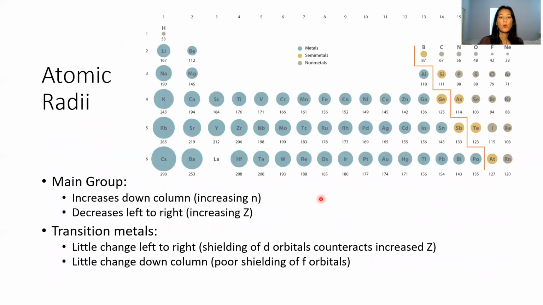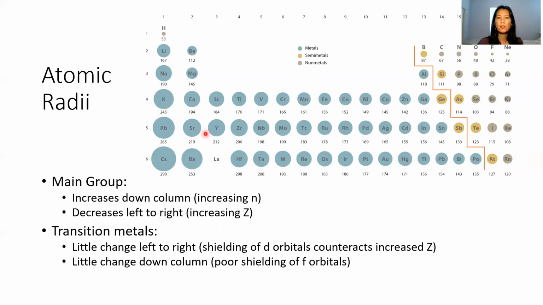Okay, so for the main group, I need you to know those two key pieces. Atomic radii increases as you go down because of increasing n, and it decreases left to right because of increasing Z. Don't forget what Z is. Z is atomic number, so that tells you the number of protons. As we increase the number of protons, you're increasing the attraction of that electron.